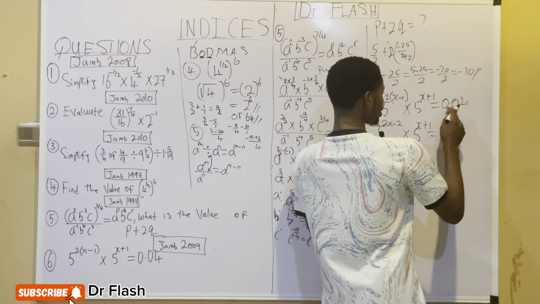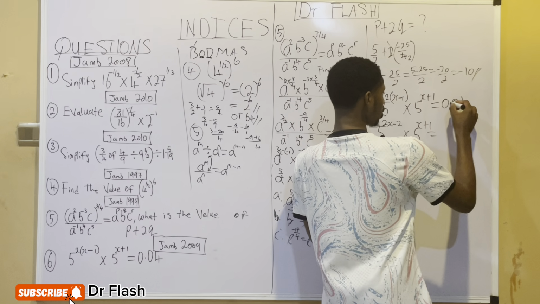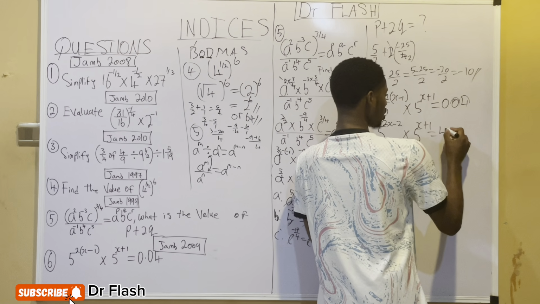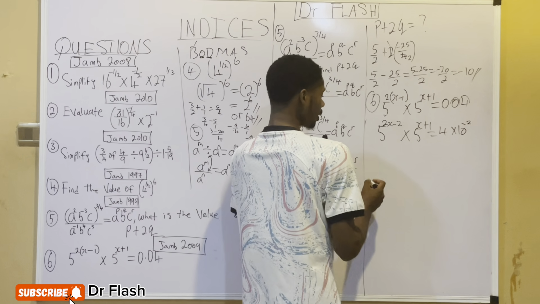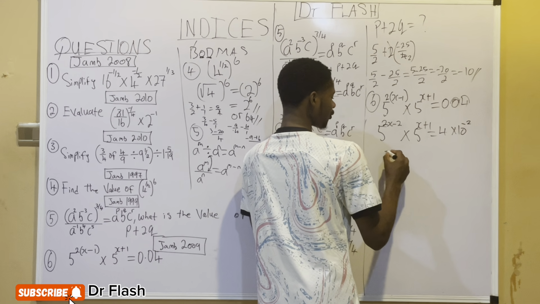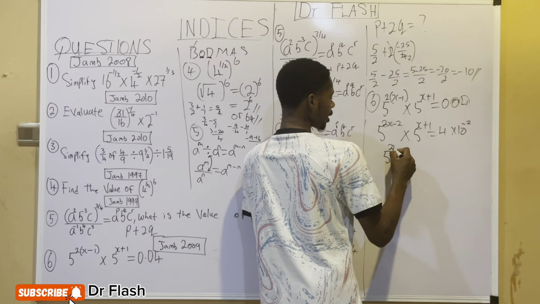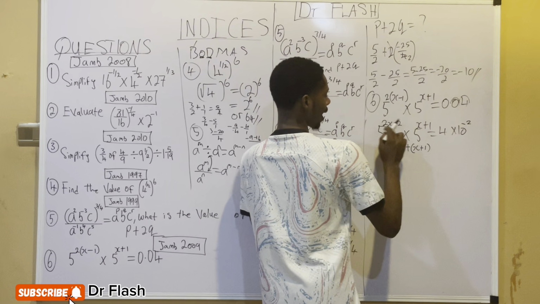Okay, and this is equal to now 0.04, which can be written as a fraction. This is the same thing as when we move the decimal point twice, that becomes 4 times 10 to the power of minus 2 in standard form. Now by having the same base multiplication, we can pick from our first law of indices, that becomes 2x minus 2 plus x plus 1. So we are adding the two powers.